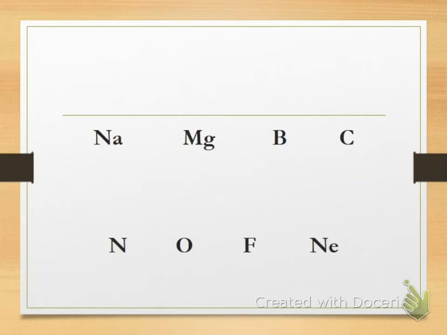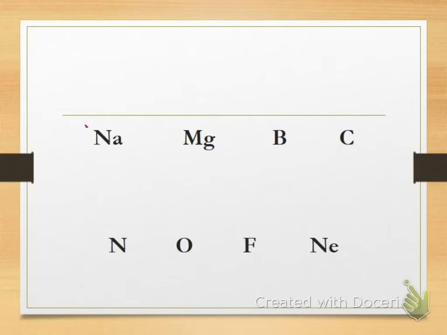So this is going to be all of the ones in period 3. Sodium's the first one. It's in group 1. How many valence electrons does sodium have? 1. So we draw 1 dot. That doesn't really look like a dot. Let's try that again. 1 dot.